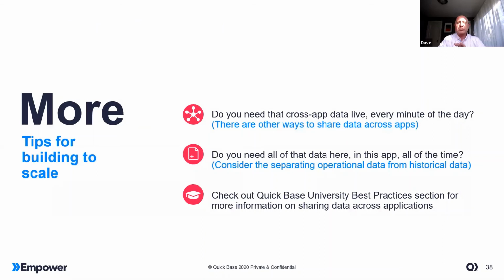A couple of other tips to think about when it comes to building scalable applications. We have features called cross-app relationships that let you show data from one app to another app. We encourage you to think about, do you really need that live cross-app relationship to have that data perfectly in sync every second of every day? Maybe you don't. Maybe that data never really changes, or if it does, it changes on a predictable schedule, in which case, maybe you could just replicate that data using a different technique without necessarily using cross-app relationships.